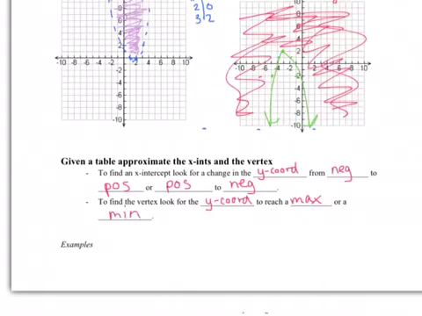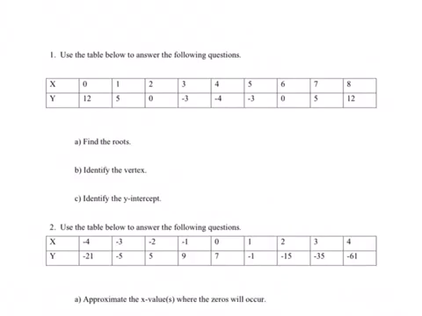Alright, so let me show you some examples. It says use the table below to answer the following questions. Remember, the first thing I'm looking for is a change in sign for the y-coordinate. That's what's going to give me the root, or in other words, the x-intercepts. If I look closely at this table, I know what the roots are because roots happen when y is 0. So the roots for this problem are very clear.